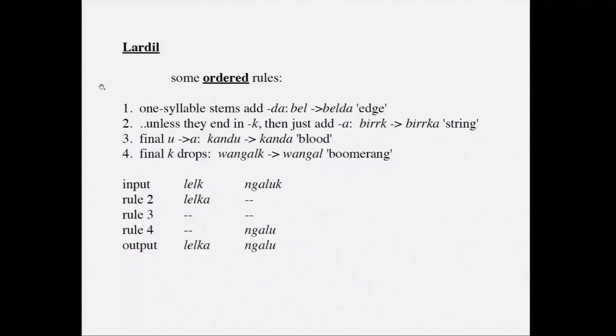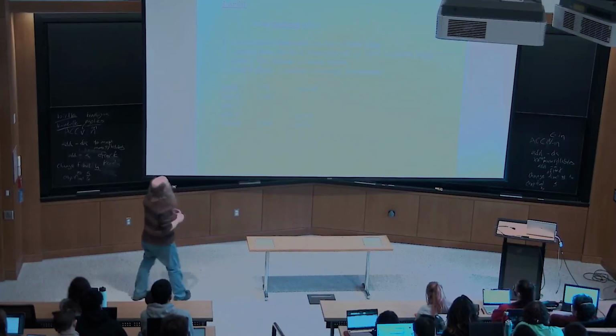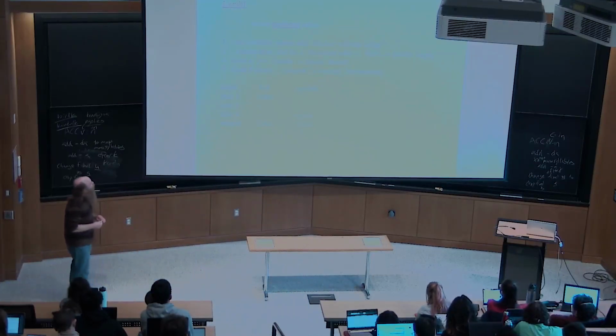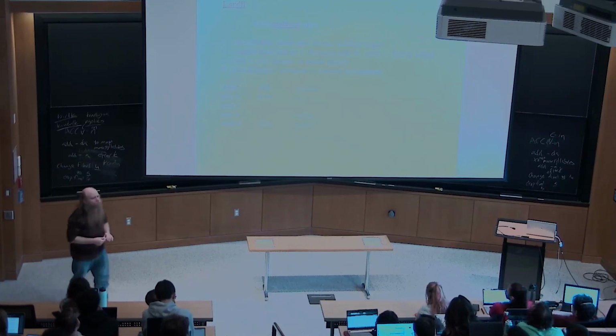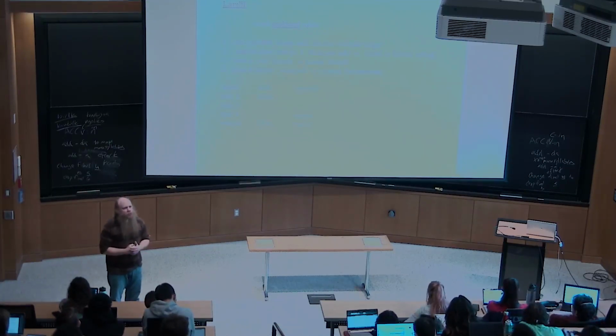Or ngaluk, which is the base form for story, rule 4 happens after rule 2 and rule 3. So rule 4 gets rid of the k and gives you ngalu. And you can imagine now at this point the rule 3 people are like, hey, give us that word, we want to get rid of that u, but it's too late. Rule 3 has had its time. You don't get to apply it anymore.